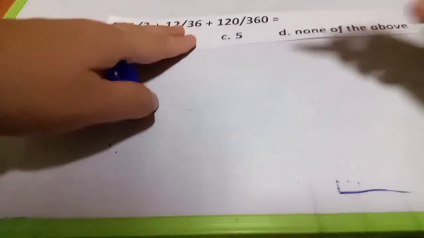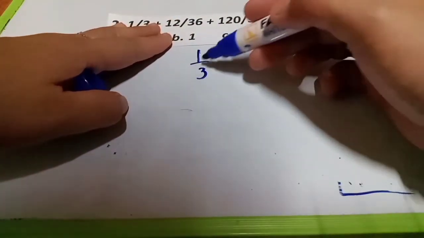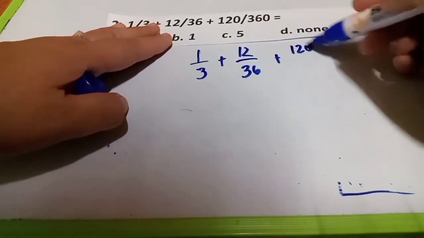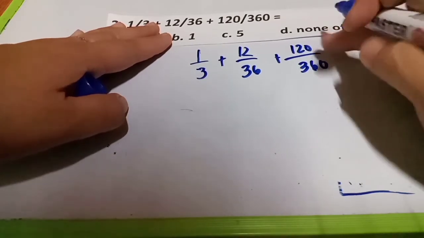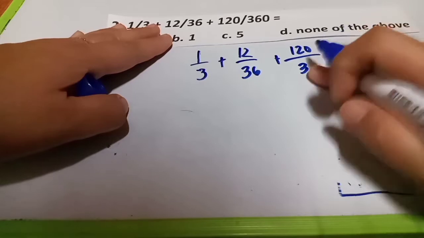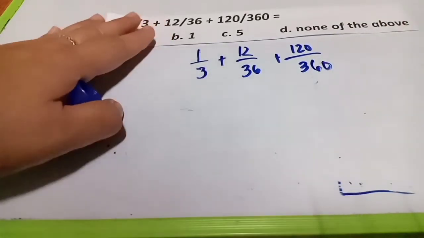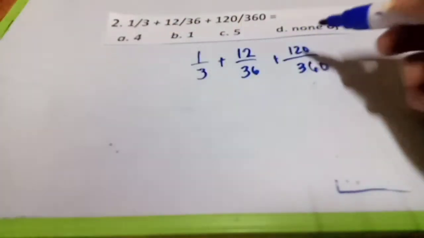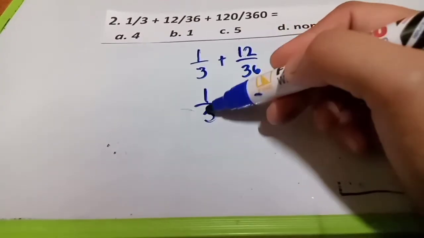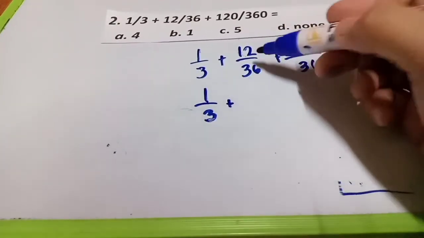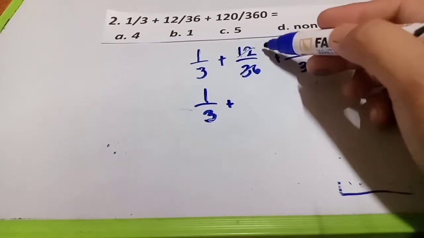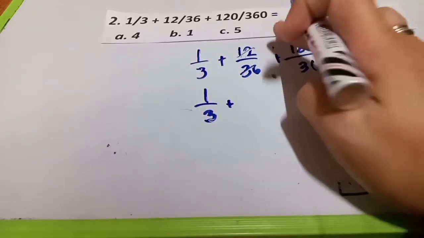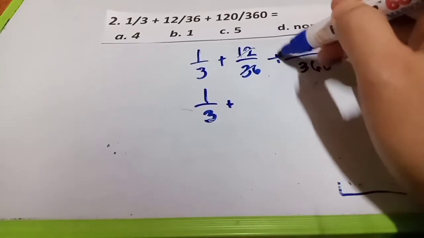So what will you do? This is the technique. You have to write the 1/3 here, the 12/36 plus 120/360. This is just the secret on how to reduce to lowest term. What is the lowest term? This is already the lowest term of 1/3. What is the lowest term of 12/36? We need to divide by 12, divide by 12 again. So 12/36 is divisible by 12.